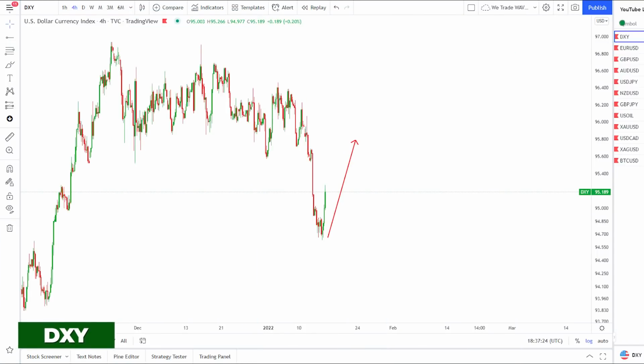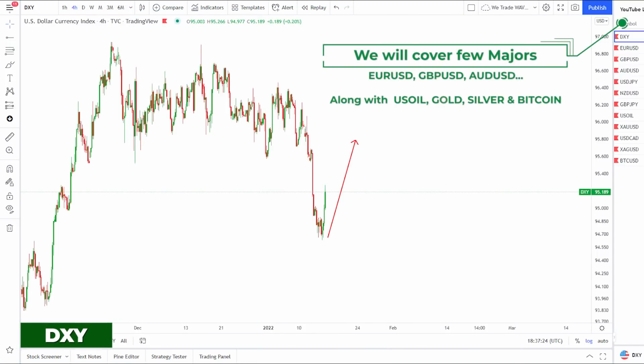As usual, we will start with the XY. We will cover a few majors: gold, US oil, silver, and Bitcoin. The time frame that we are using here is the 4 hours.